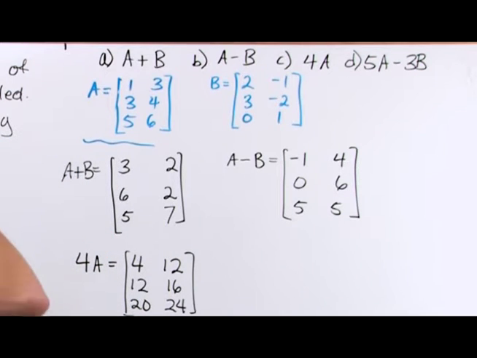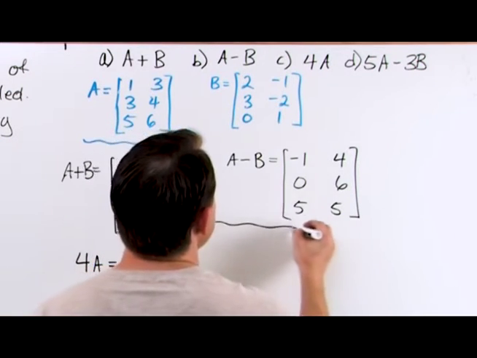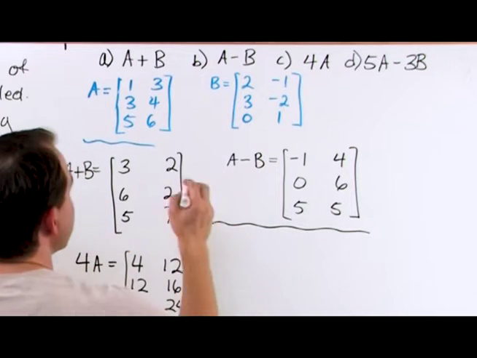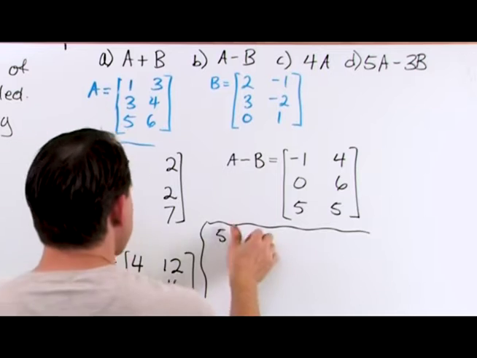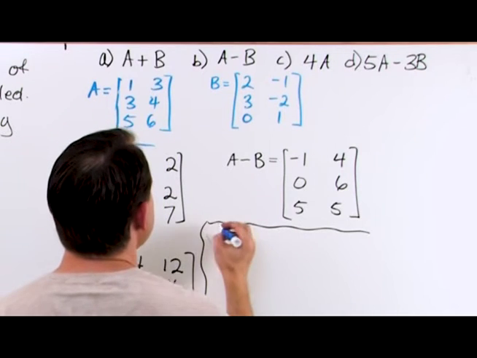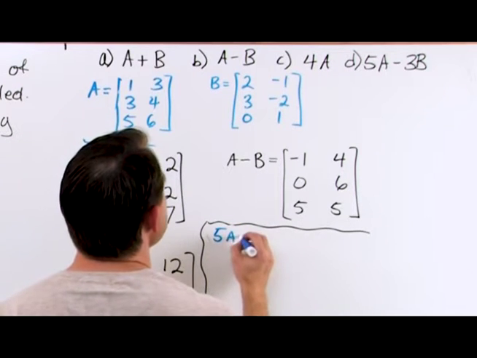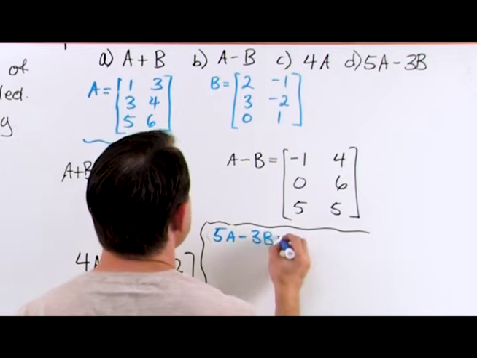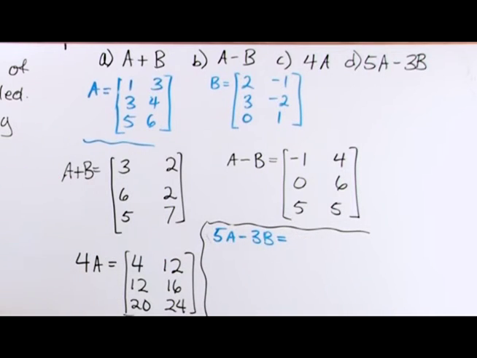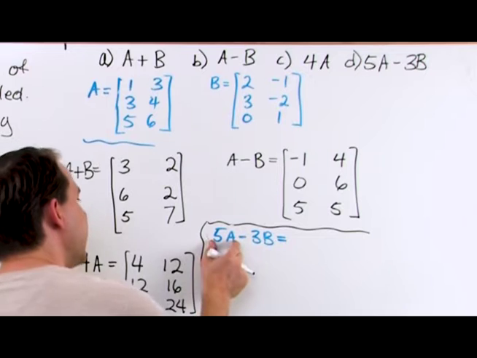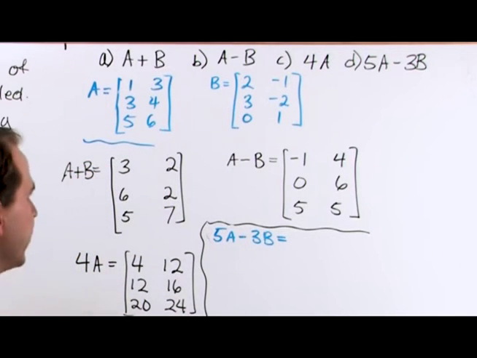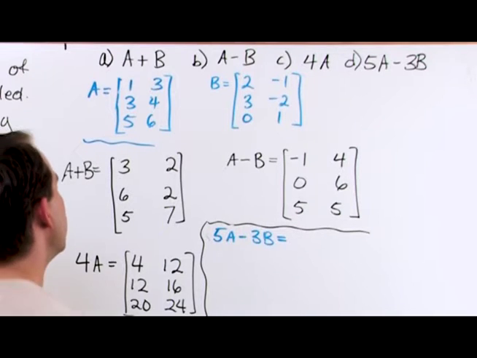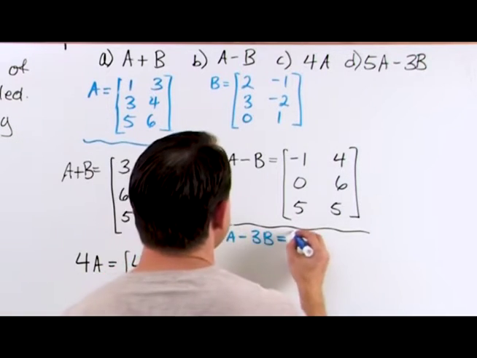Now, if I wanted to do the last part, which is 5a minus 3b, let me switch colors here just to make it a little bit easier to read. Just like anything else in life, you need to do the multiplication first, and then you subtract the results. So we're going to do everything exactly the same as the order of operations from regular old algebra. Okay, so let's multiply by a scalar here.